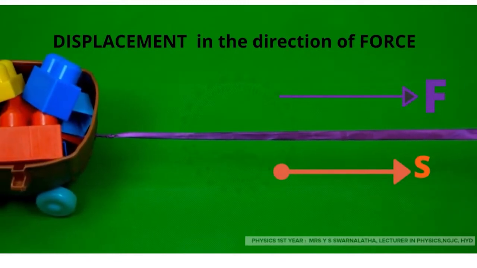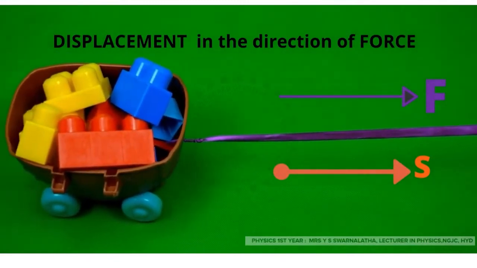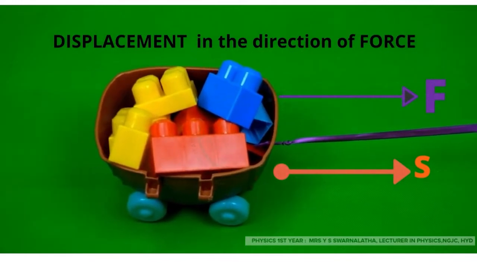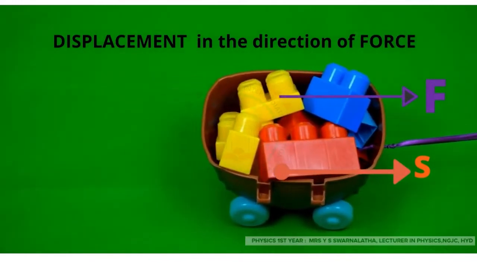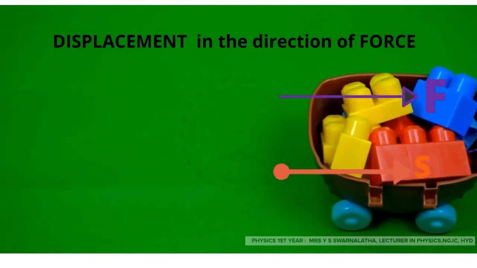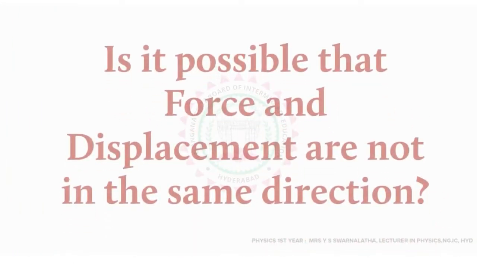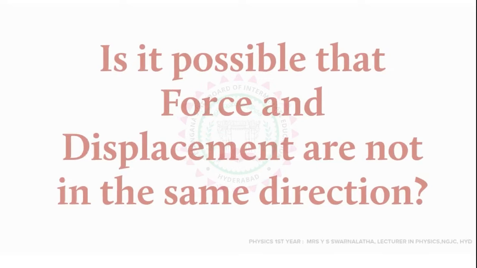If we see this example here, displacement and force are in the same direction. ఇక్కడ బలము మరియు స్థానభ్రంశము రెండు ఒకే దిశలో ఉన్నాయి. Is it possible that force and displacement are not in the same direction? కానీ ప్రతిసారి పని జరగాలంటే రెండు ఒకే దిశలో ఉండాలా ఖచ్చితంగా?